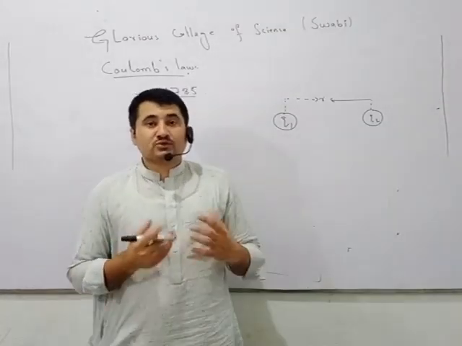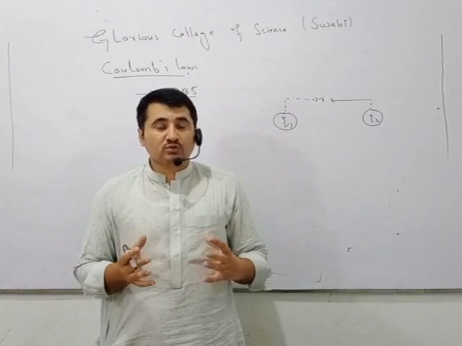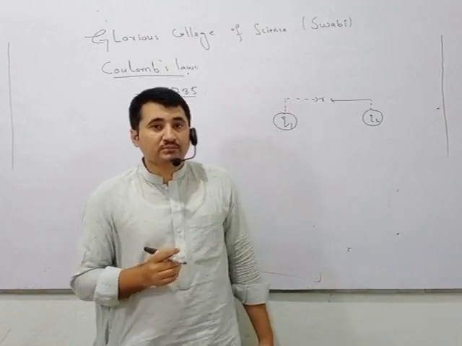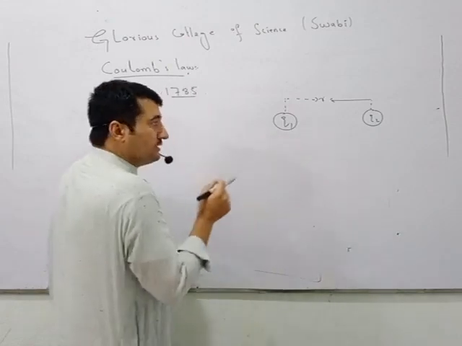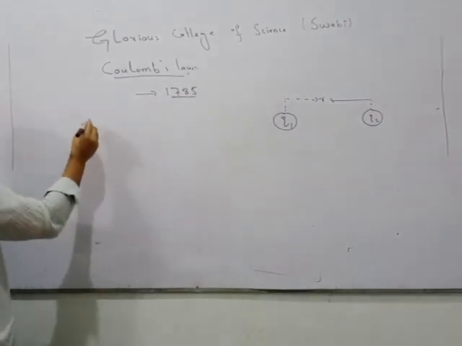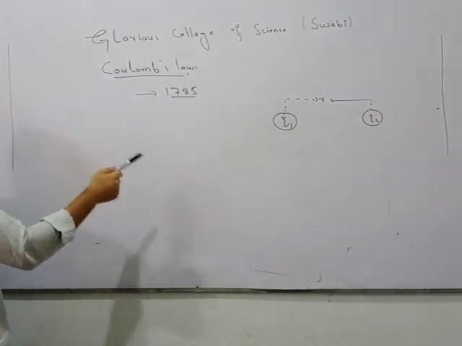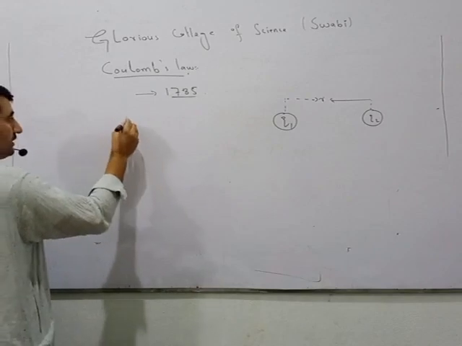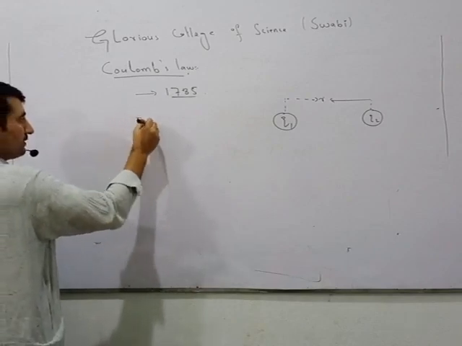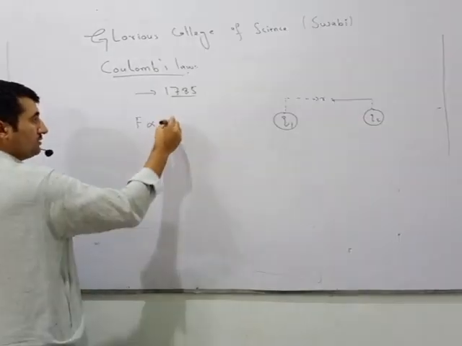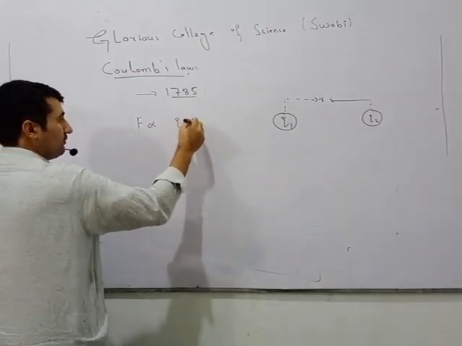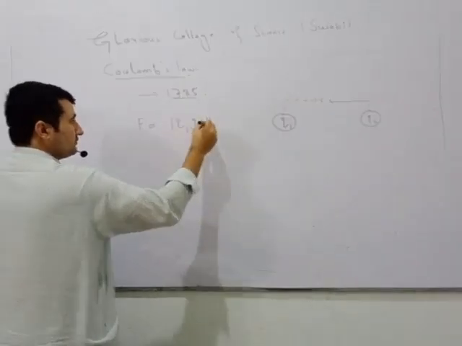Coulomb did different experiments in order to calculate the magnitude of this force, and the apparatus Coulomb used was known as the torsion balance, remember. Experimentally he observed that the force of attraction and repulsion between 2 point charges is directly proportional to the product of magnitude of charges.